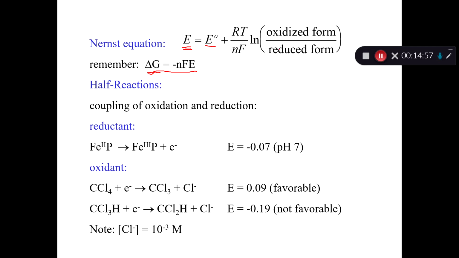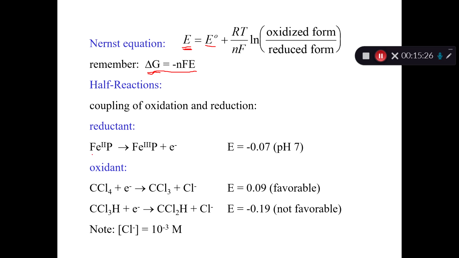Now, usually we would think of this as products over reactants, but because we have this convention of always writing the electrons on the left side of the equation, the products are always going to be the oxidized products, and the reactants are always going to be the reduced reactants, and so it's oxidized form divided by reduced form. So the point of all of this is that if you stick an electrode in some solution where there's a redox reaction happening, you'll be able to measure an electrode potential.